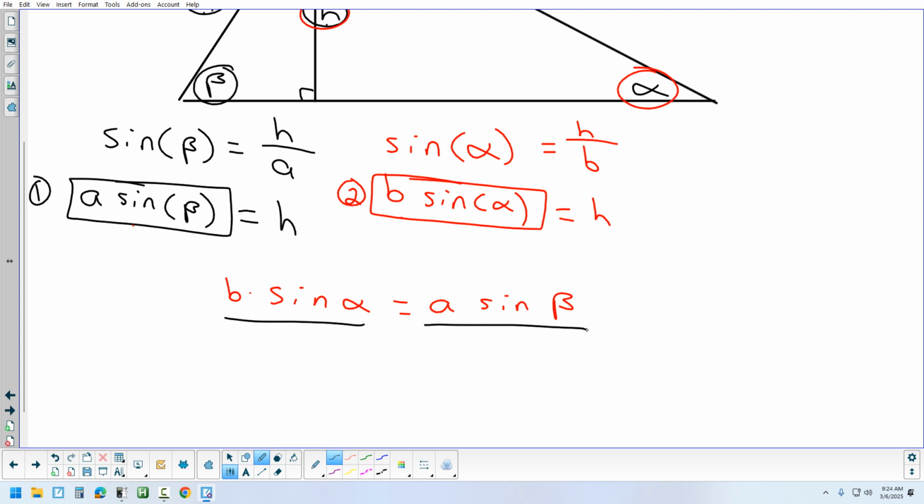Divided by alpha and beta. No, alpha and beta are part of an argument to a trig function. You can't touch the alpha and the beta. Divided by AB. Yeah, divide by AB. Good.